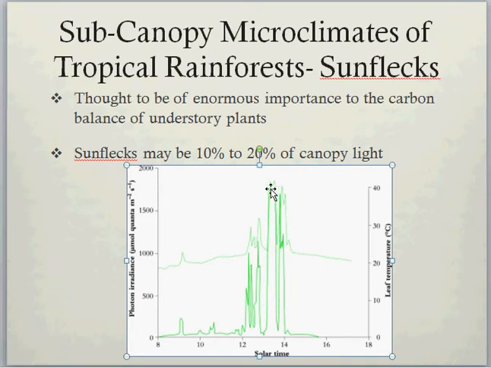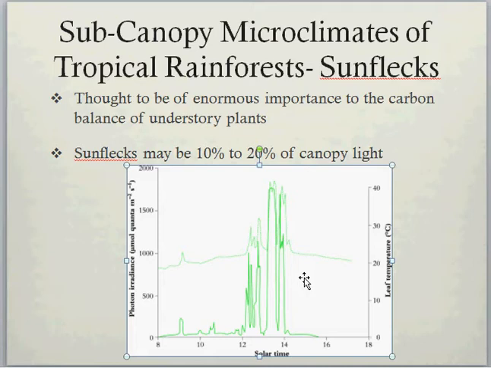And it's thought that given the practically zero PAR outside of these sunfleck times, these sunflecks would represent 80 to 90% of the amount of photosynthetically active radiation that this seedling would encounter. So you can immediately see that sunflecks are incredibly important to seedlings.